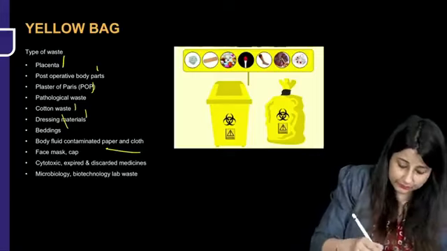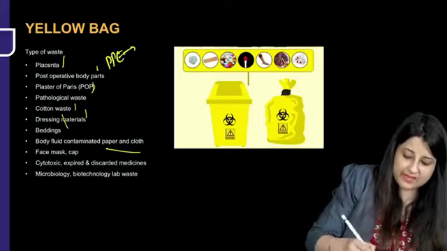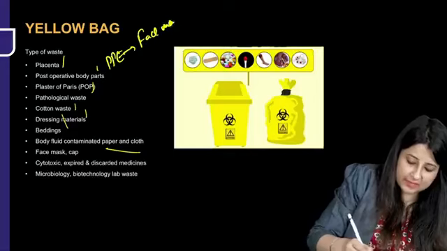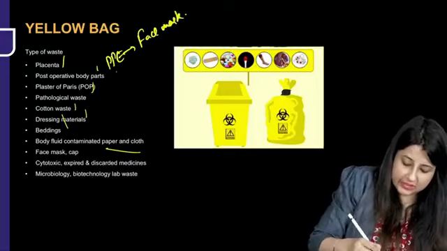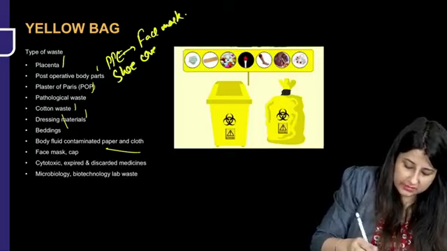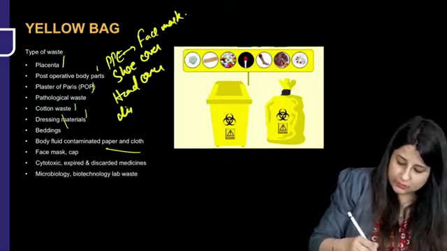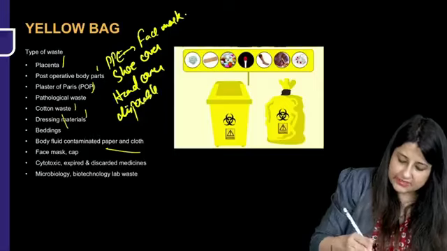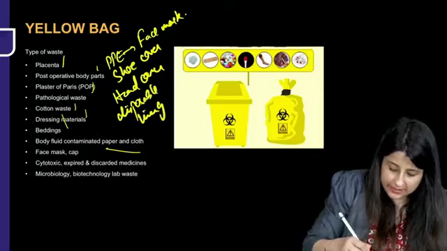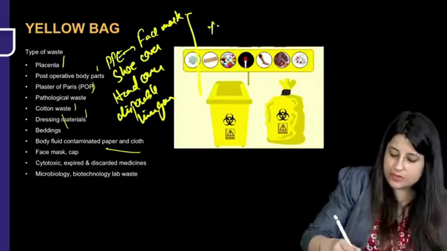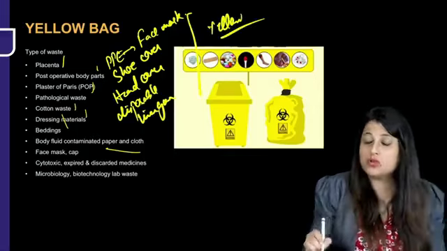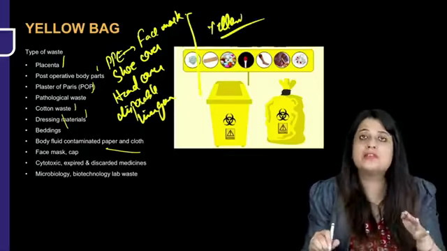If you talk about PPE, everybody please remember face mask, and shoe cover, head cover, linen gowns, disposable linen gowns, they all go in the yellow bag. All right, this is important. But gloves go in the red bag.